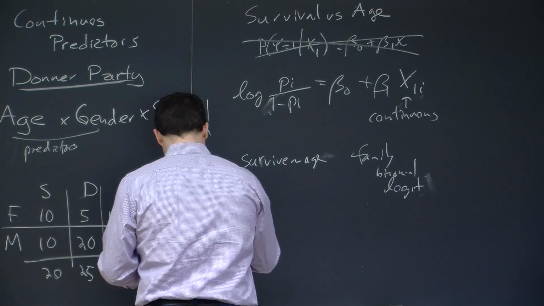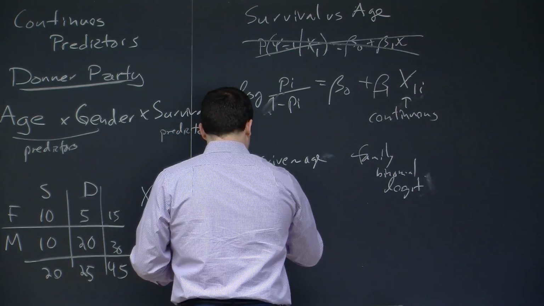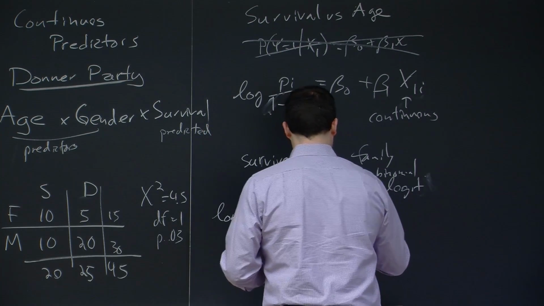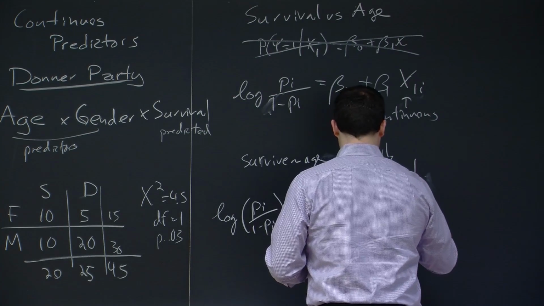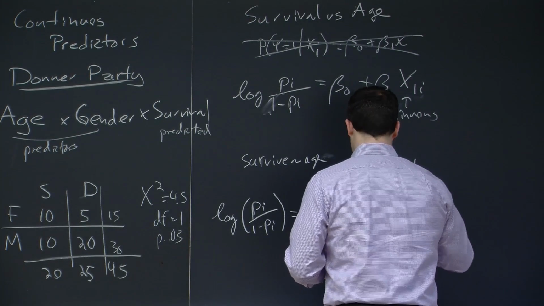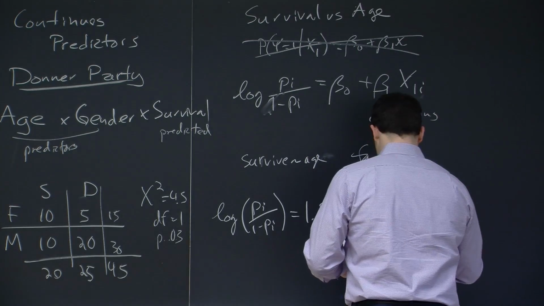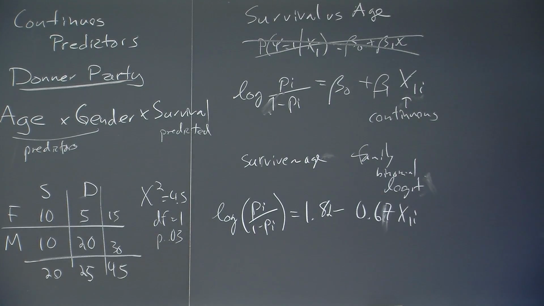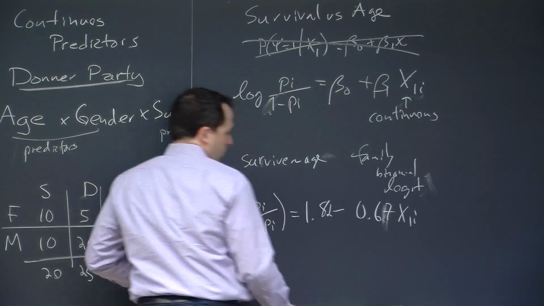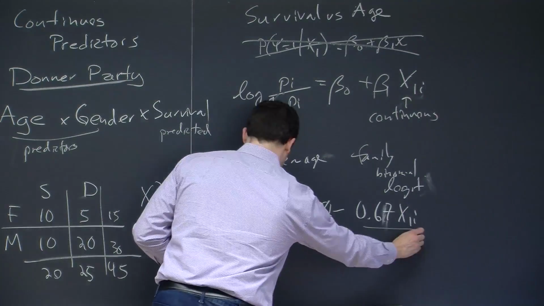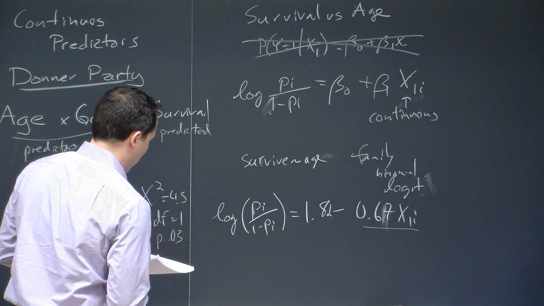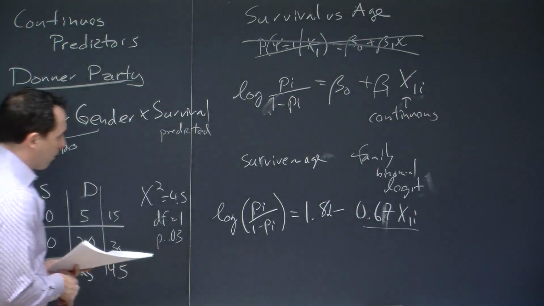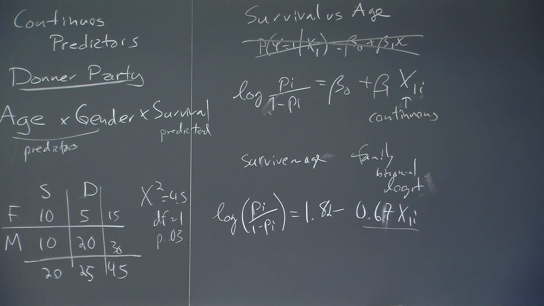Okay, so you fit that, and you get something like log of pi over 1 minus pi equals 1.8 minus 0.067 x1i. Okay, so that's our prediction just based on age. So for example, at age 70, the predicted probability of survival is only 5%. At age 0, it would be 77%. This, of course, doesn't work quite right once you get to the very edges.